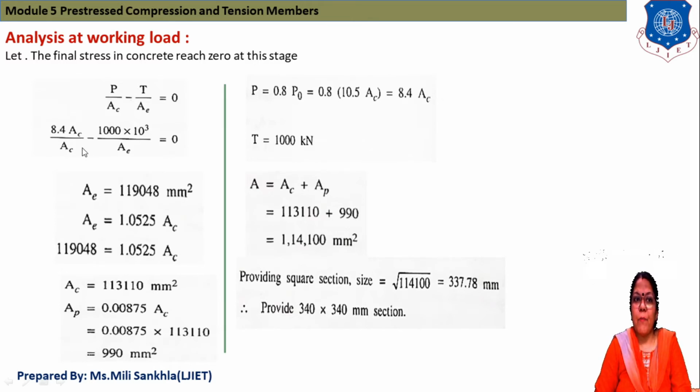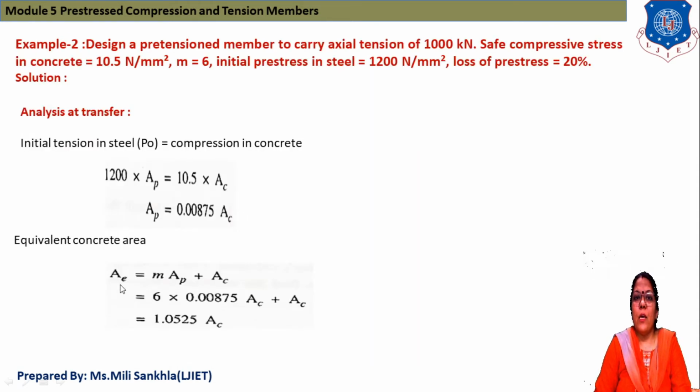Then divide by Ac minus T, 1000 kilonewton, so convert into Newton, divide by Ae is equal to 0. Now A is equal to summation of Ac plus Ap. First of all we solve this. Ac is cut. Here we find value of Ae from this equation as 1,19,048 mm square, and Ae relation is given as 1.0525 Ac. Here we already found equivalent area is equal to 1.0525 Ac.